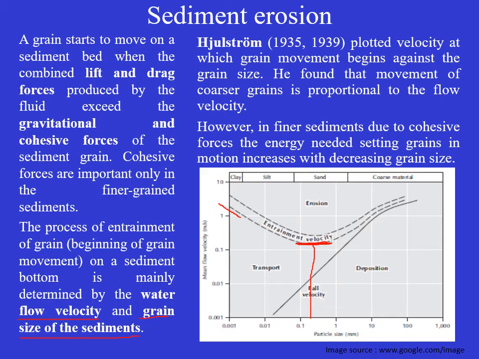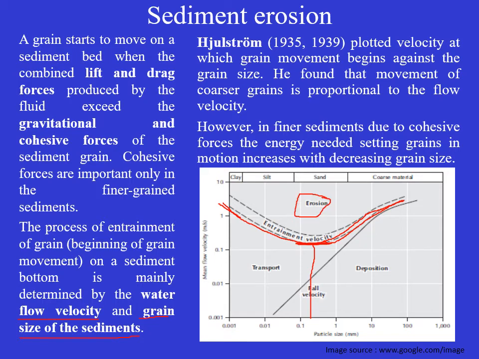At the same time, the higher size particles than medium grain sand, that is the pebble, cobble and boulder, are larger in size compared to sand grains, so they will be much heavier in weight. So normally they will require a higher energy condition, that means higher flow velocity. So this lower line indicates the entrainment velocity, that is the velocity required for a particular size of grains to start moving. Above this line, the entire regime is the erosional regime.